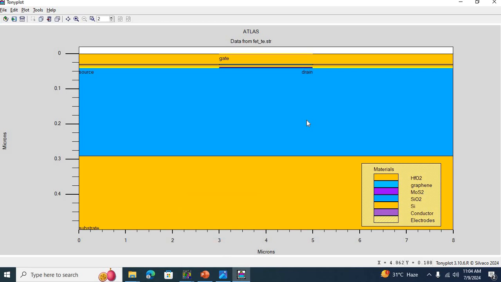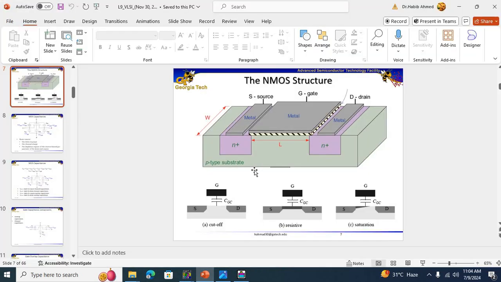Let us start with the basics. So first of all, what is a field effect transistor? A field effect transistor is a type of transistor that uses an electric field to control the conductivity of the channel in a semiconductor material. It belongs to the family of unipolar transistors, which means that the current flow is primarily controlled by the voltage applied to the gate terminal rather than the amount of current flowing into the gate.